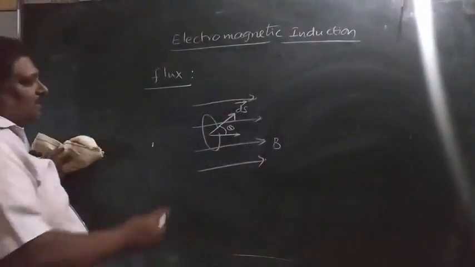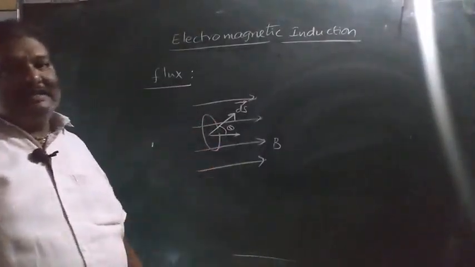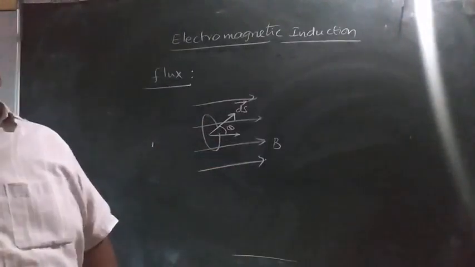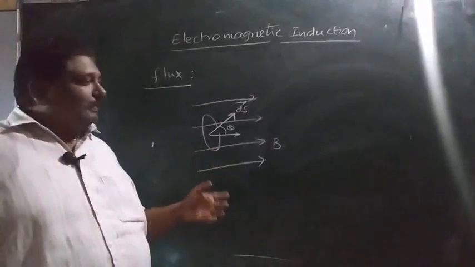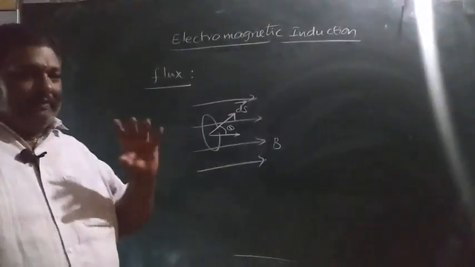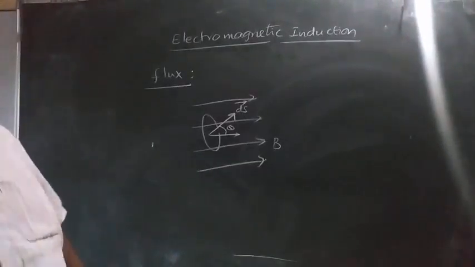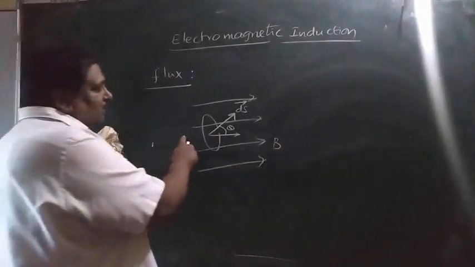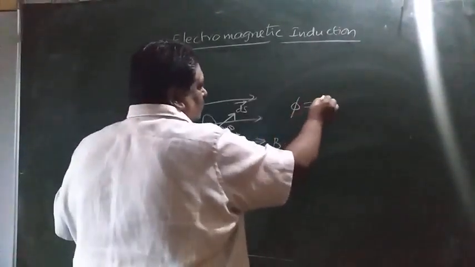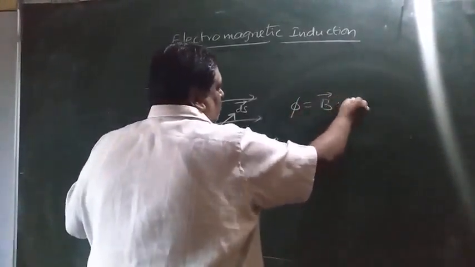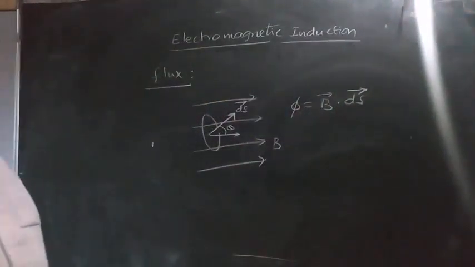Then how much flux? Flux means lines, these magnetic lines in the form of straight lines. This is called flux. Electric flux, electrical lines. Magnetic flux, magnetic lines. Flux means something in the form of lines. Right here, how much magnetic flux is passing through it? Flux phi is equal to B bar dot ds bar.